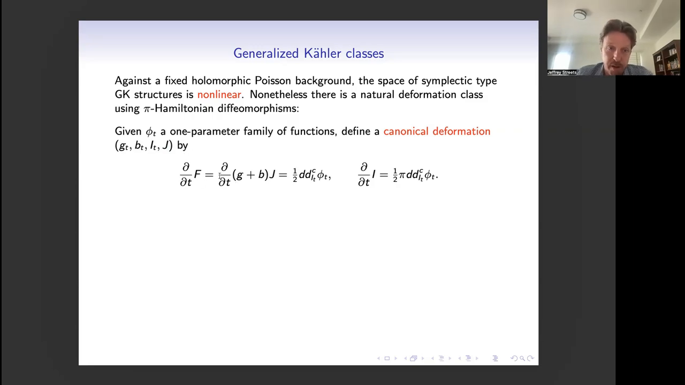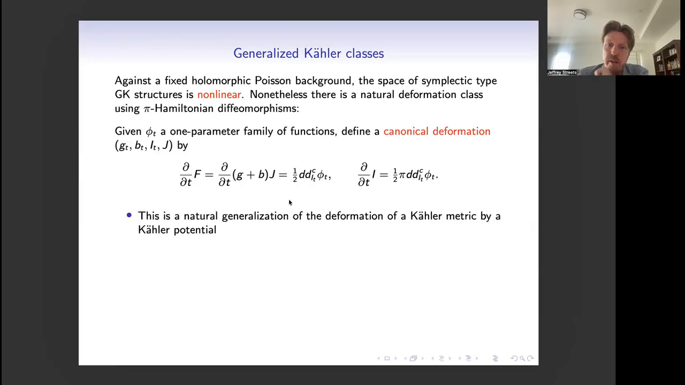And I deform as follows. So d_t of (G, B) is captured by dd^c_{I_t} of phi, and then I is evolving by the following endomorphism, by pi dd^c_{I_t} phi_t. Now, morally, in the case I equals J and pi is zero, this is just moving in the Kähler class. This is the standard thing of deforming by a Kähler potential.